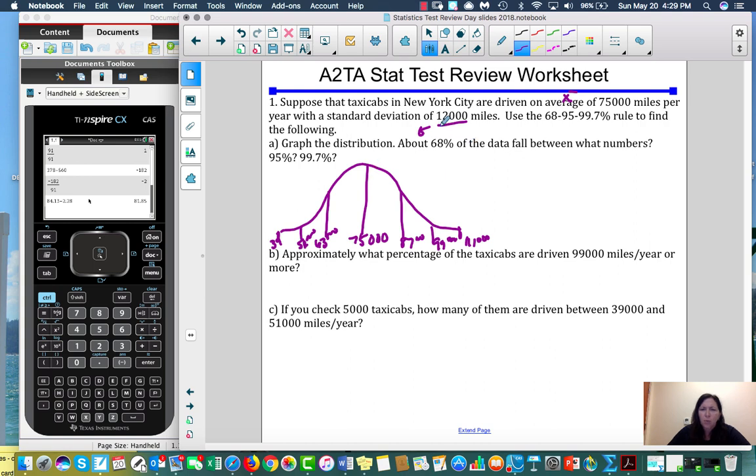Okay, so what we have here is our 34%. So you're going to put in your values, 34%, 34%. You've got your 13.5% and your 2.35%. So right here, 2.35. Here is 13.5, and there's your 34%. So they're asking you to fill in the data. For the 68% of the data, which is from here to here, that's equal to 63,000 to 87,000.